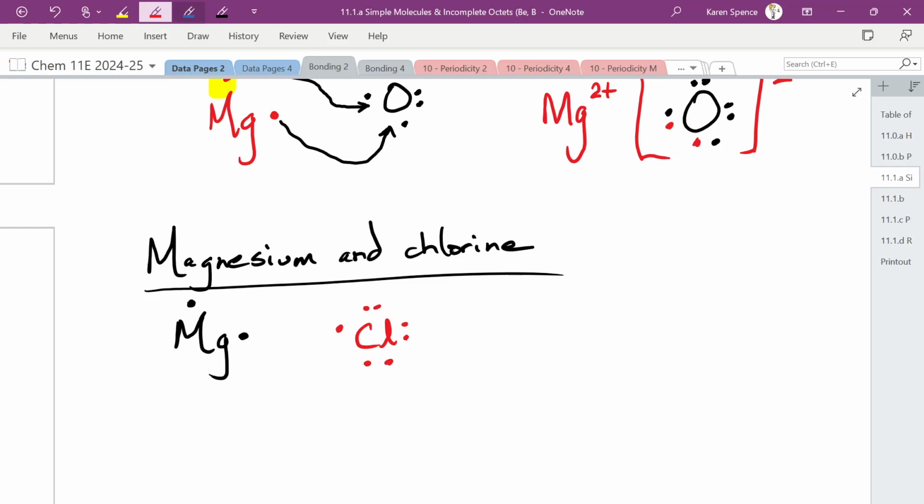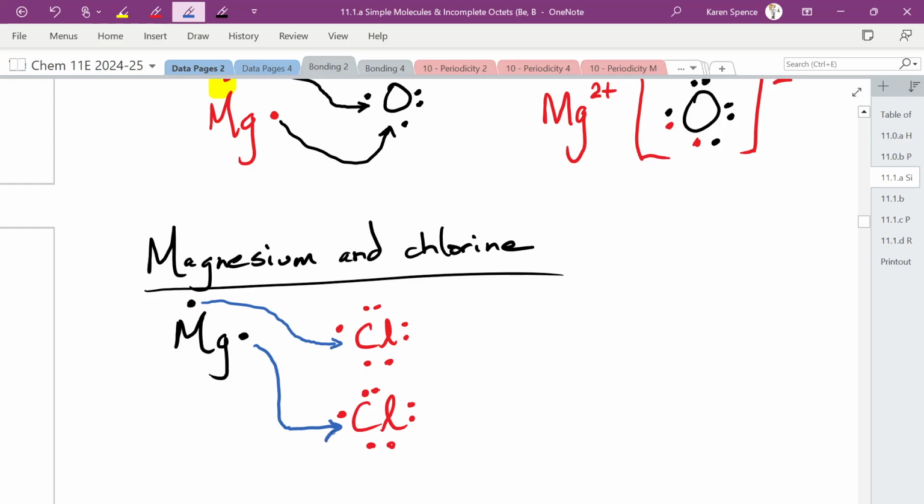Could you do MgCl, like magnesium and chlorine? Well, that's nice. Magnesium, one of its electrons can go here. Yay. What's our problem, though? We need another. What do we need another of? Chlorine, right? Because otherwise we don't have enough places for those electrons to go.